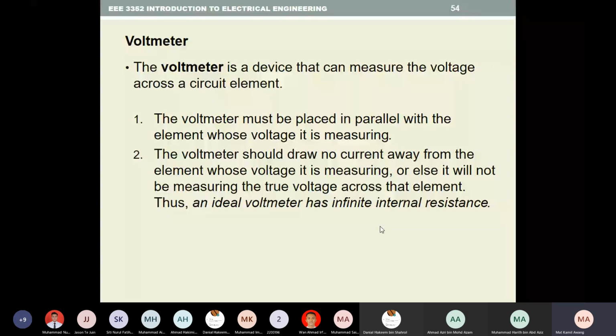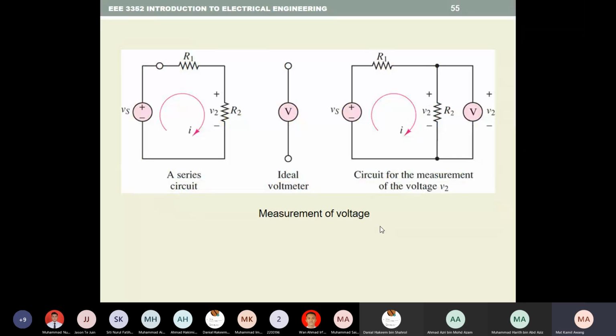And the ideal voltmeter has an infinitely large internal resistance so that you don't load the element, so that there is no current flowing through the voltmeter. The voltmeter should draw no current away from the element whose voltage it is measuring, or else it will not give a true measurement of the voltage across the element. So therefore, the ideal voltmeter has infinite internal resistance. This is how you connect the voltmeter in a circuit.